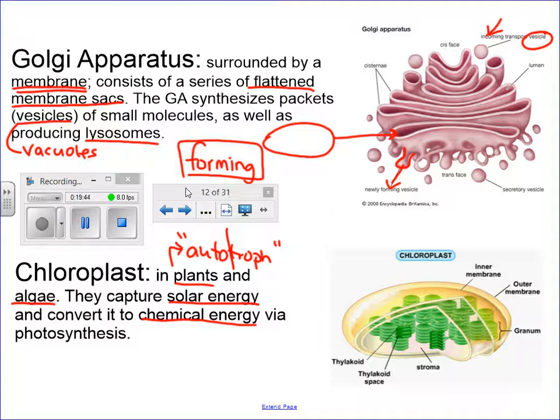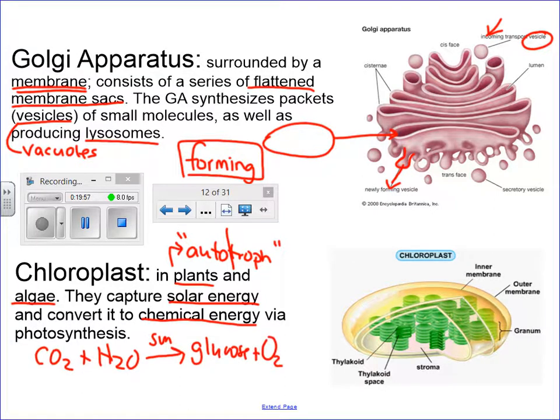In photosynthesis, you take carbon dioxide and water, you use that with the energy from the sun, and you produce glucose and oxygen. That's not a balanced chemical reaction, that's just a skeleton reaction to show you the pieces. But we're taking CO2 and water and converting it into glucose and oxygen. It would be important that you know that basic idea.